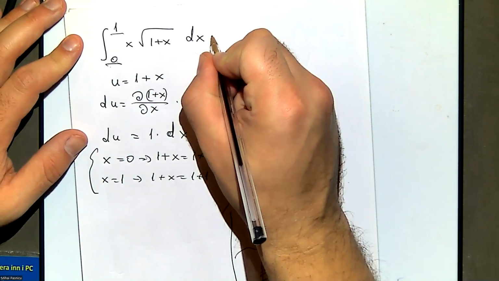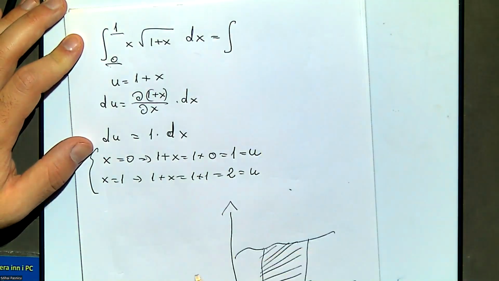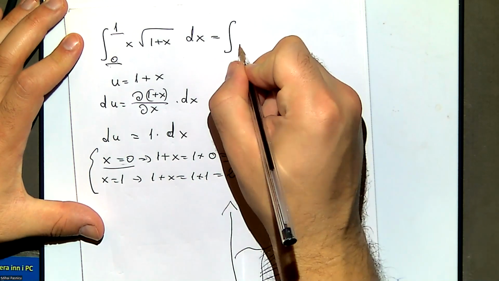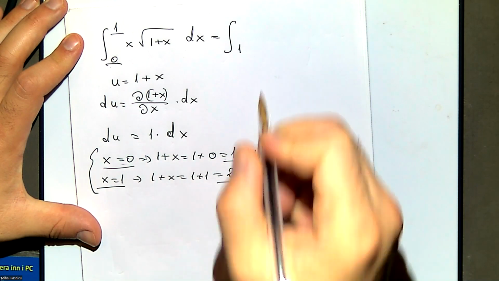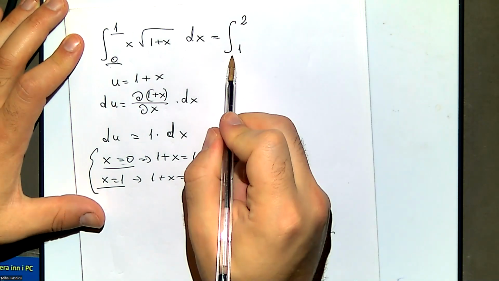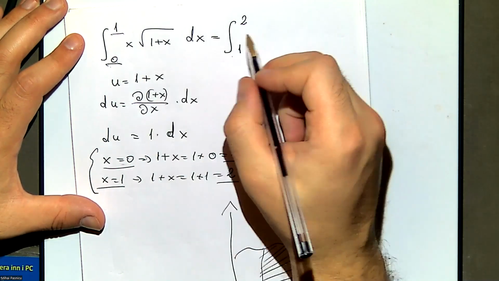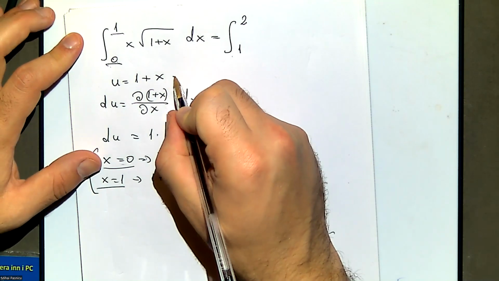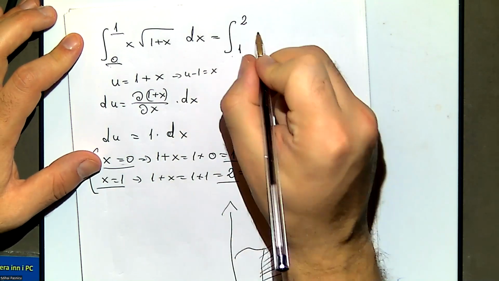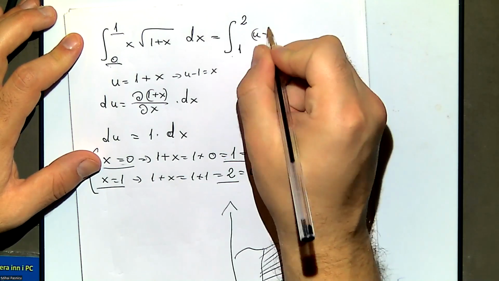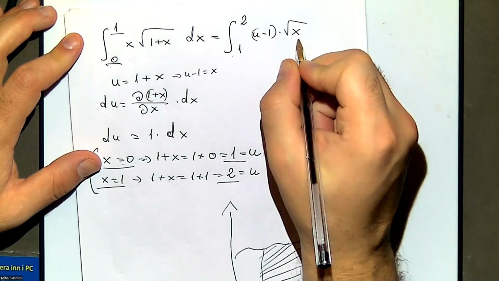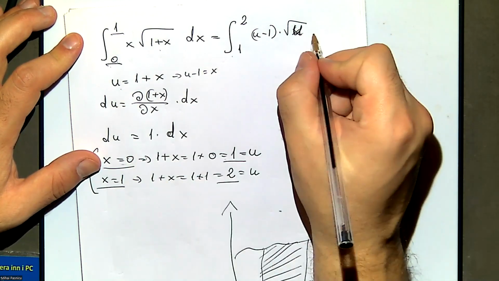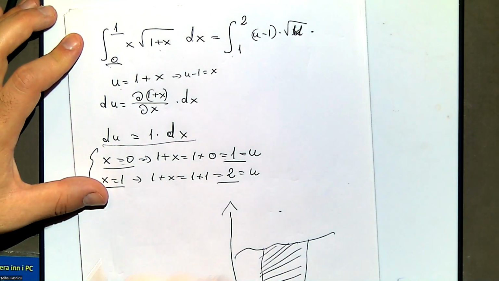Now, let's just see what I get. I have the integral. Instead of 0, I'm going to put 1. Instead of this 1, I'm going to put 2. So I've adapted my limits of integration. Now what is x? Instead of x, I can just write u minus 1 is equal to x. So I'll just write u minus 1 times square root of u. That was the whole idea, that 1 plus x is equal to u. And du is equal to dx, so I can just freely swap out.